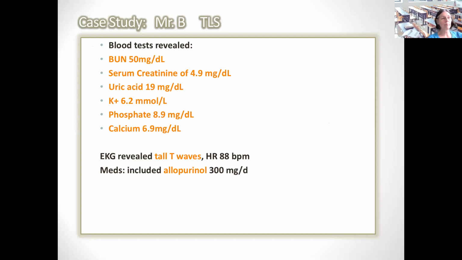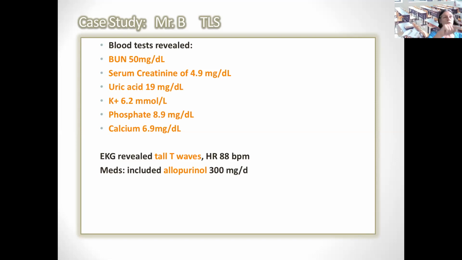We drew some lab. We found that his BUN is 50, really high. His creatinine is 4.9, really high. They're proportionally high together. The kidneys, in a 1-to-10 ratio. Keep that in mind. Uric acid is 19, also very high, and serum potassium 6. Remember, more potassium is inside the cell than in the serum, so we had tumor lysis. All that interior potassium inside the cell was dumped, so they get hyperkalemia, hyperphosphatemia, and hypocalcemia.